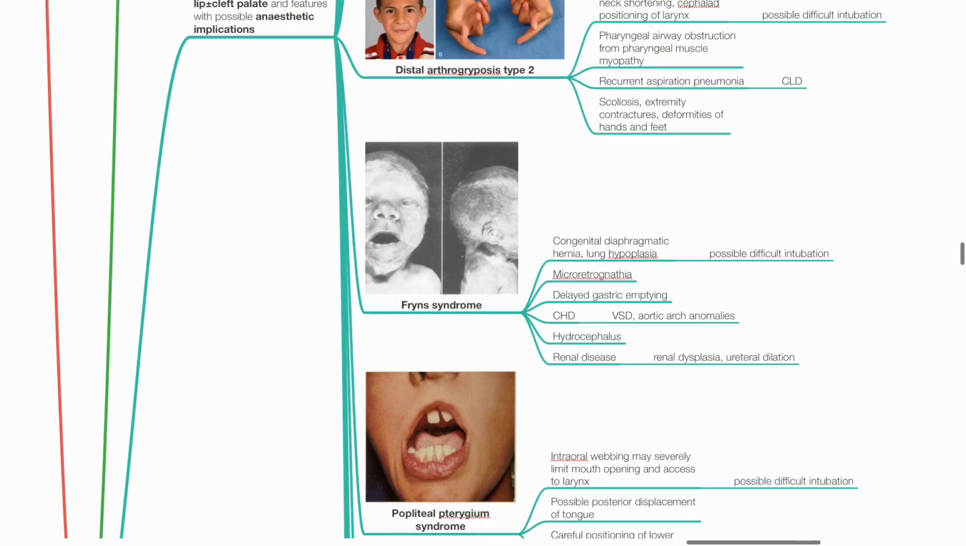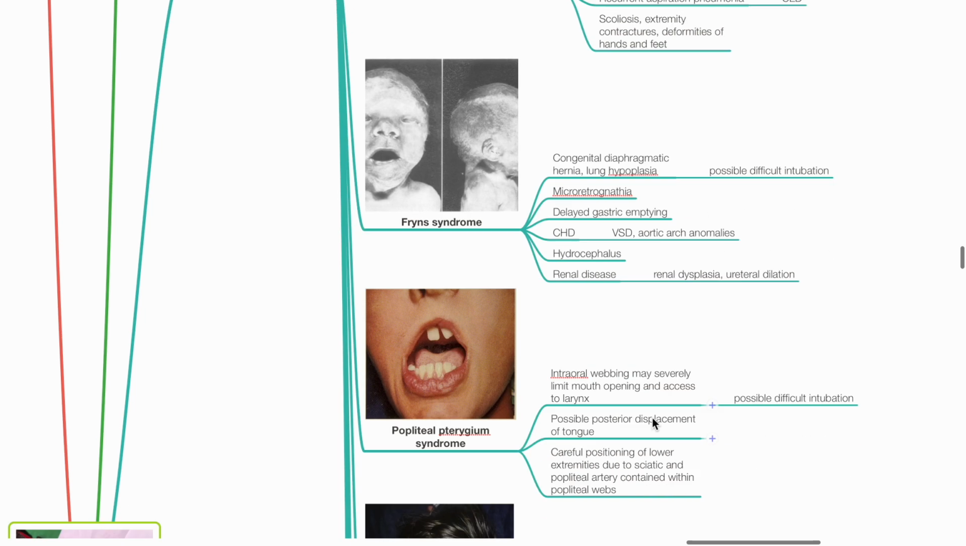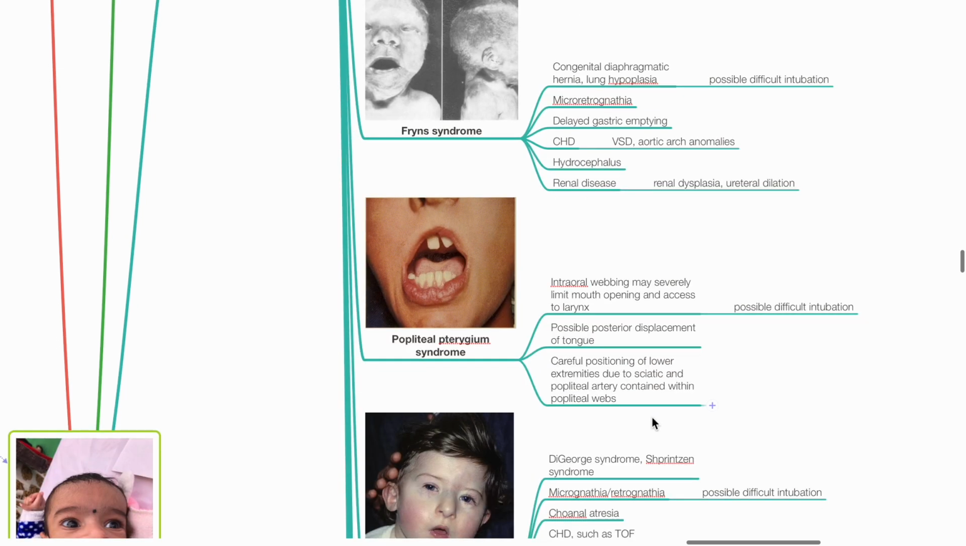Fryns syndrome. Features include congenital diaphragmatic hernia, lung hypoplasia, micro-retrognathia, delayed gastric emptying, congenital heart disease such as VSD and aortic arch abnormalities, hydrocephalus and renal disease. Popliteal pterygium syndrome. Features include intraoral webbing, which limits mouth opening, posterior displacement of the tongue, careful positioning of lower extremities as the sciatic nerve and popliteal artery are contained within popliteal webs.